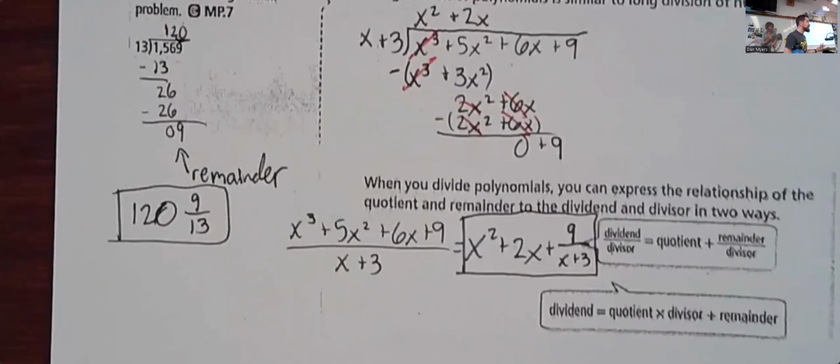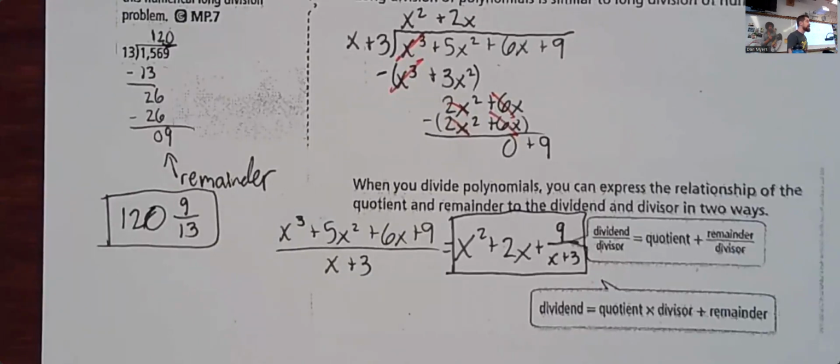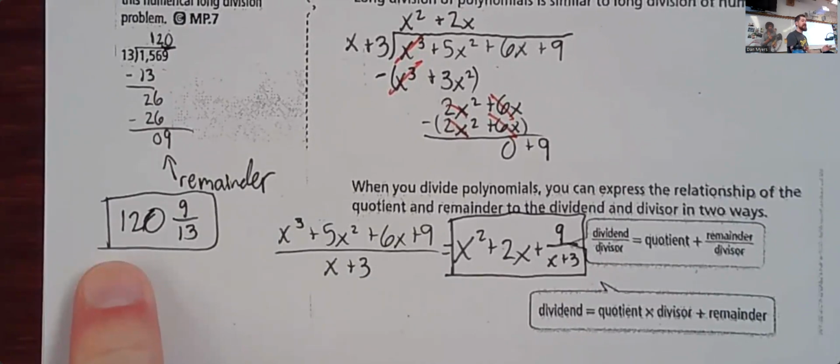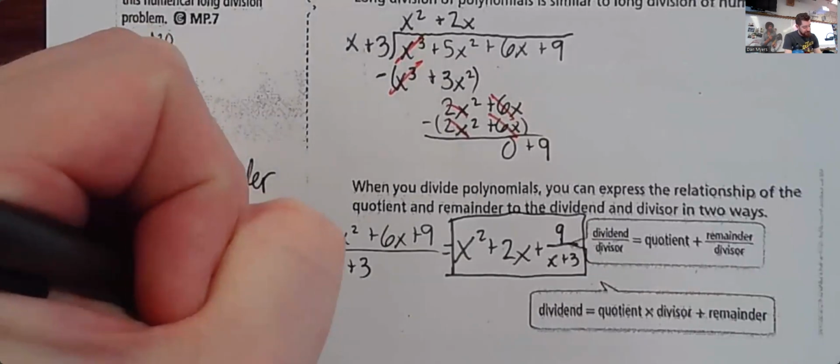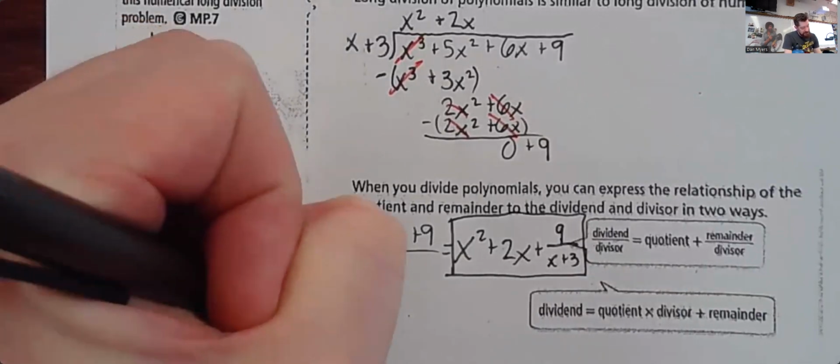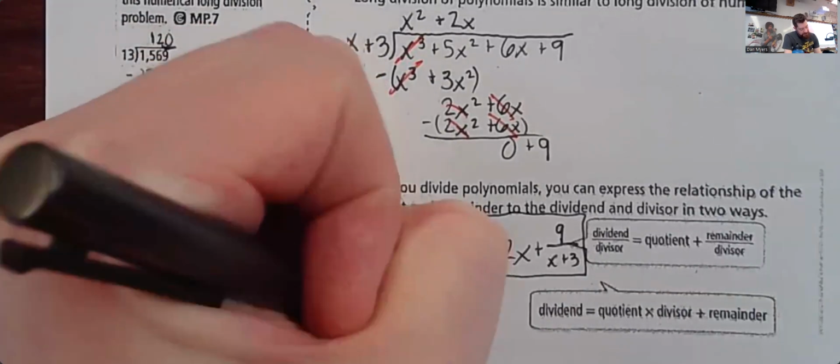Division is the same thing you've been doing for however many years with division. How many times does the thing you're dividing by go into the thing that's being divided? And we're expressing it as a polynomial as opposed to a number, but it's the same idea. So the other way that you could write this is multiplying, so the dividend, the thing that you are dividing. So the other way to write the answer would be x cubed plus 5x squared plus 6x plus 9.